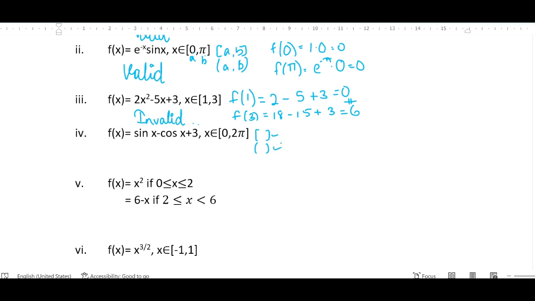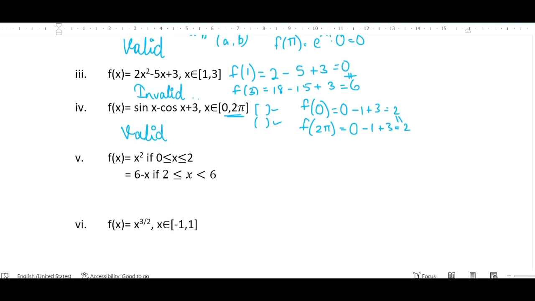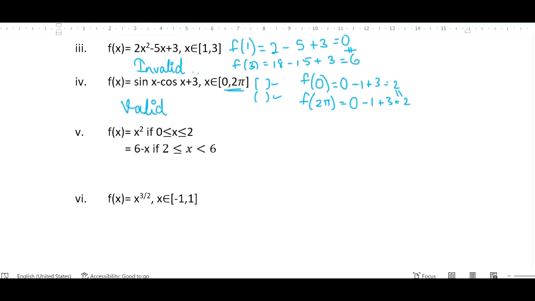Let's see if it gives the same value for these two endpoints. So f of 0 will be sin 0 is 0, cos 0 is 1, plus 3, that is equal to 2. And f of 2 pi gives you sin of 2 pi, which is 0, minus cos of 2 pi, which is 1, plus 3, which is 2, which are equal. Hence this function is valid for Rolle's theorem. Okay. Fifth, that is the second last question.